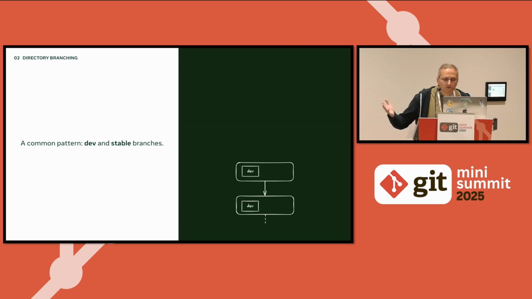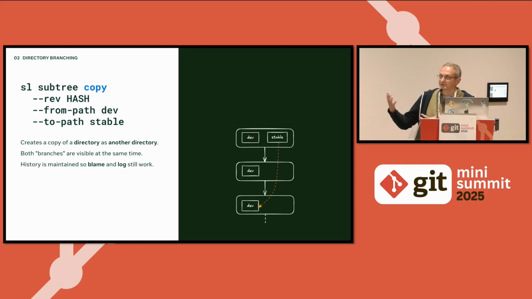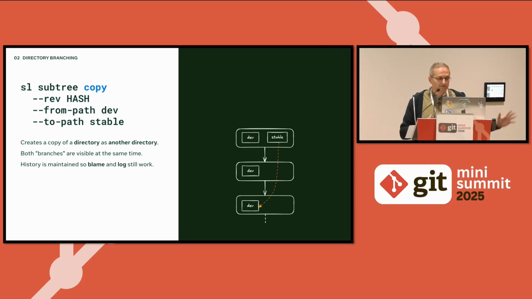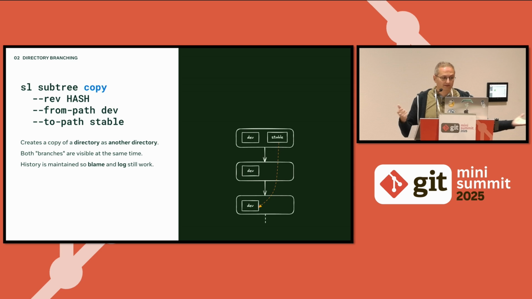If you look at this visualization of the repo, you have a directory which is the dev copy of your code. Then with directory branching, when you're ready to create your first stable branch, you use the subtree copy command to say, I want to copy this particular revision from this particular path to this other path. This is essentially the same as just doing a copy, adding the files and committing them. But we add one extra bit of metadata, which is that orange arrow there, to say this directory is a copy of this other directory from this other commit.